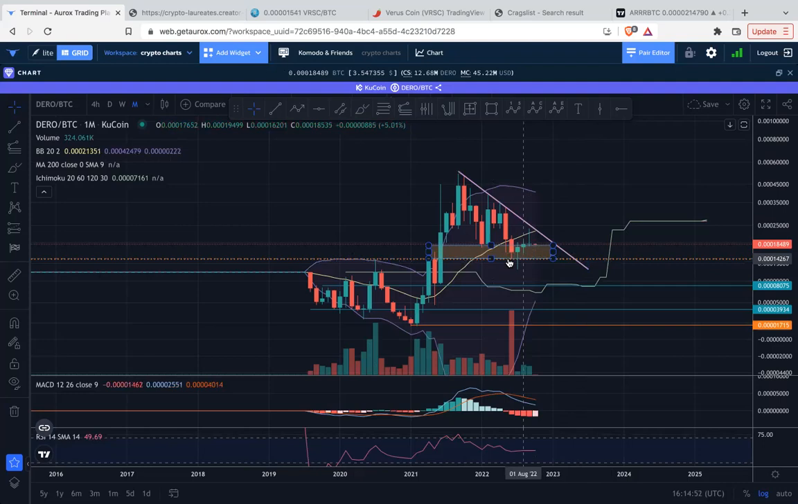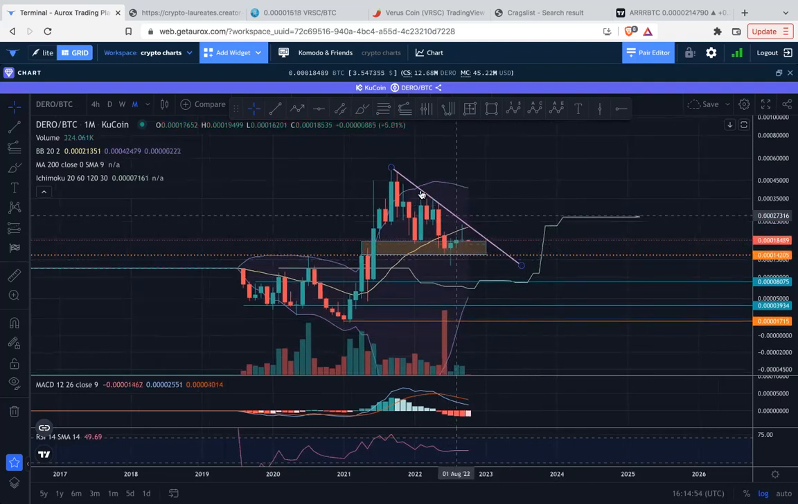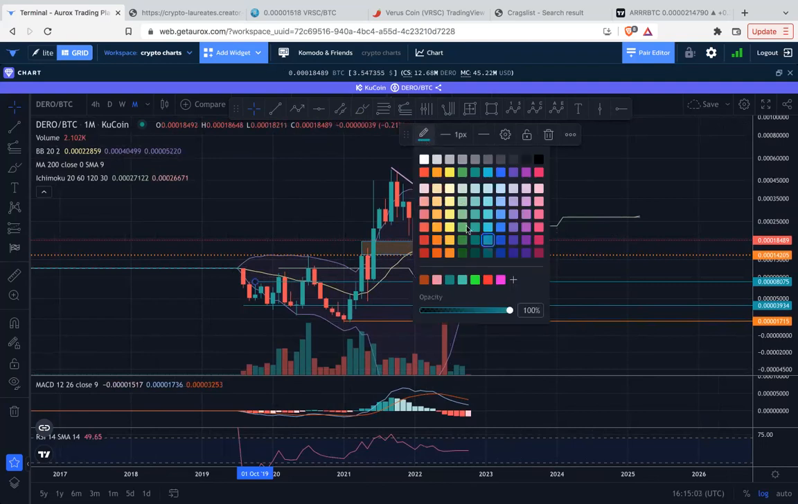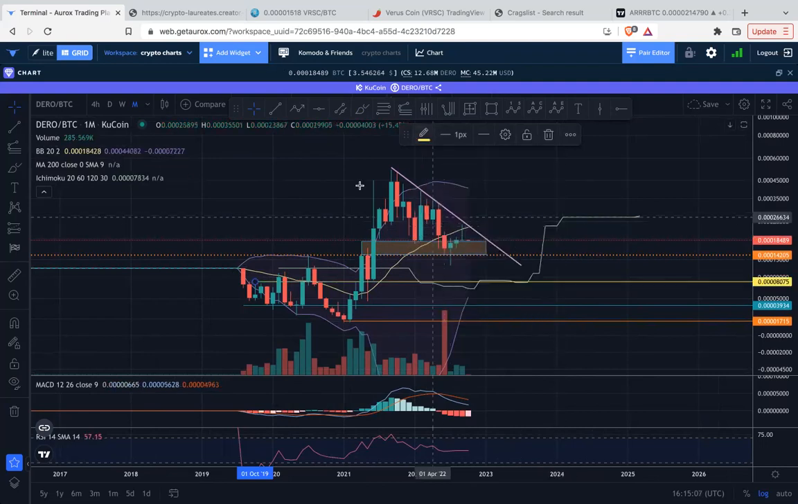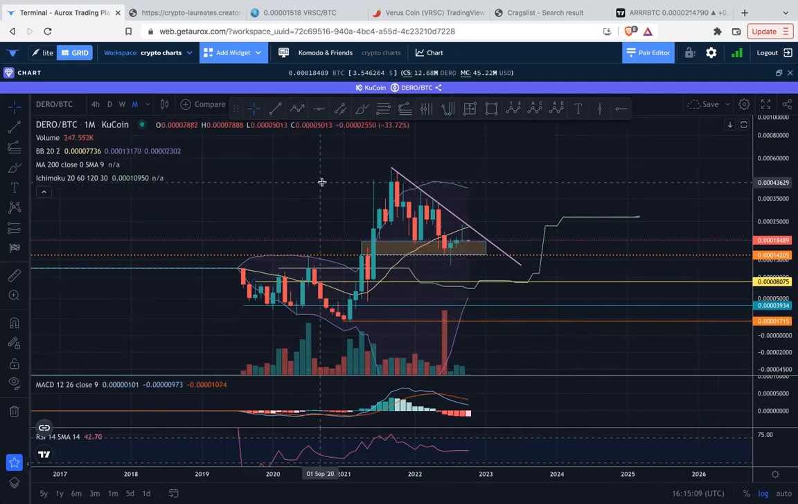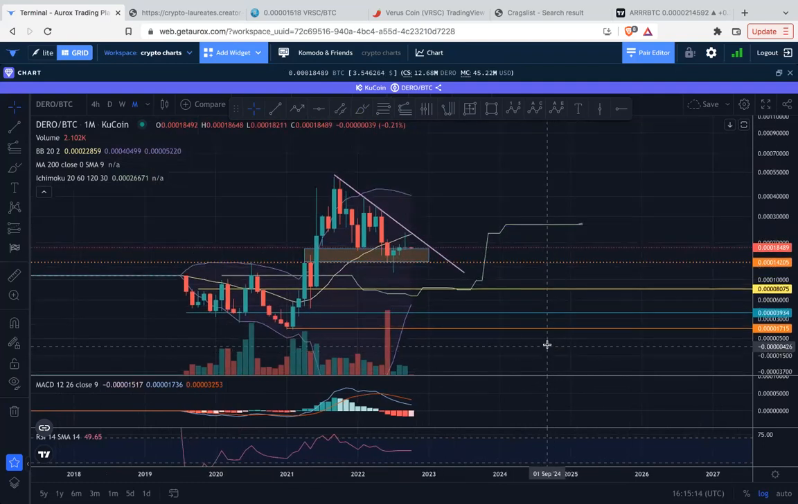So interestingly, that'll be what we watch for. There's our downtrend, and here's our horizontal level. It matches around this Ichimoku cloud formation here. And I'll color it a little bit more yellow. All right, that's it for now on Darrow on the monthly.